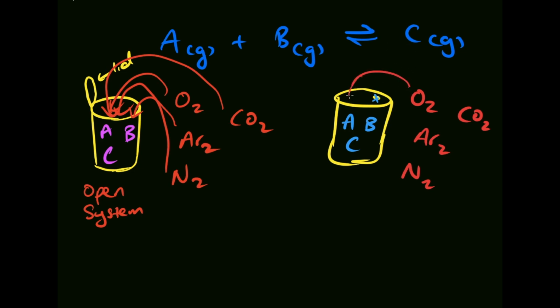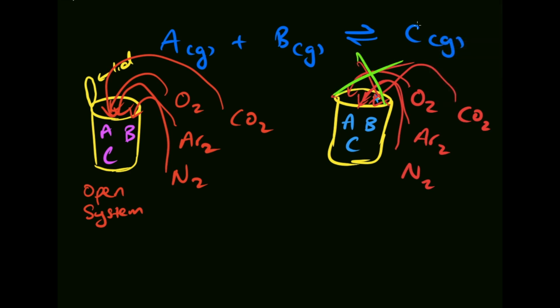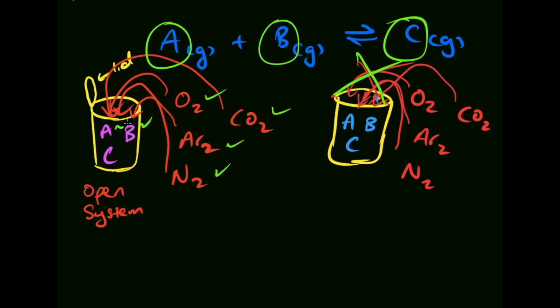So what happens is that since this vessel is closed, these gases cannot enter the vessel, right? They cannot enter. So if I use a different color, they cannot enter, right? So all the reaction that's taking place inside this closed environment is due to A gas, B gas, and C gas, whereas the reaction that is occurring inside this open system could be between all of these gases, right?